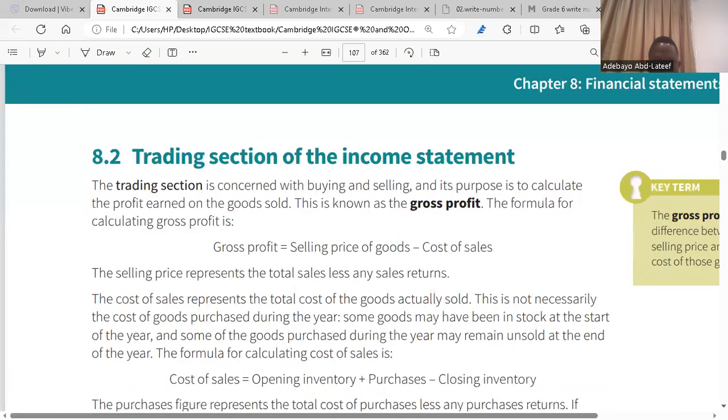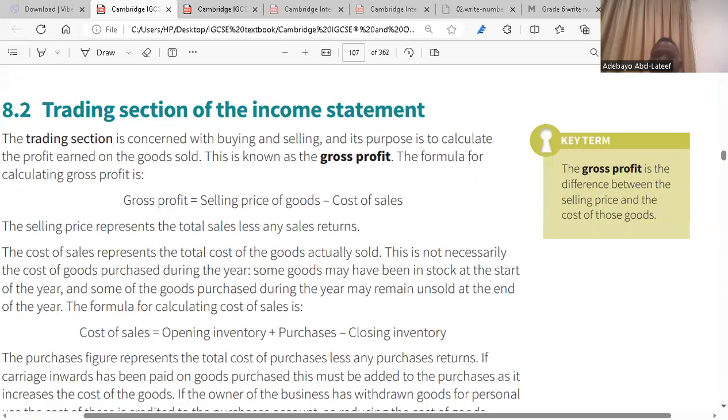So here we start. The trading section of our trial balance. For the trading section, we said the trading section is concerned with buying and selling, and its purpose is to calculate the profit earned on the goods sold. This is called the gross profit. So at the end of the day, when we are done with preparing our trading account, we need to get the gross profit. And how do we get the gross profit? Gross profit is selling price minus cost of goods sold. Sales minus cost of sales.